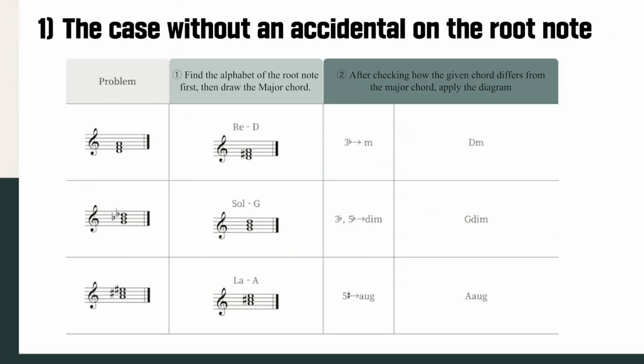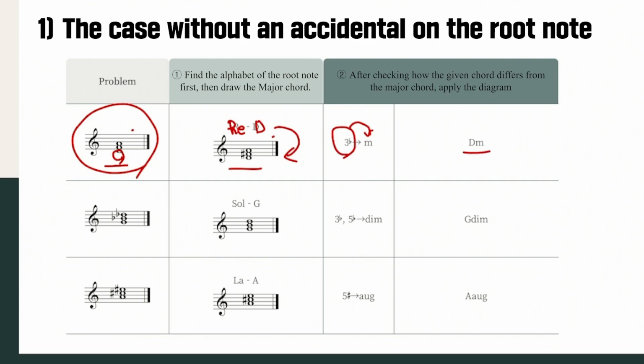So look at the first one. Here is some triad. To find the root note, the alphabet is Re, which is D. So you draw the D major triad. And then find out how the major chord and the given chord are different. There is a flat on the third. The flat on the third is minor. So this triad is D minor.